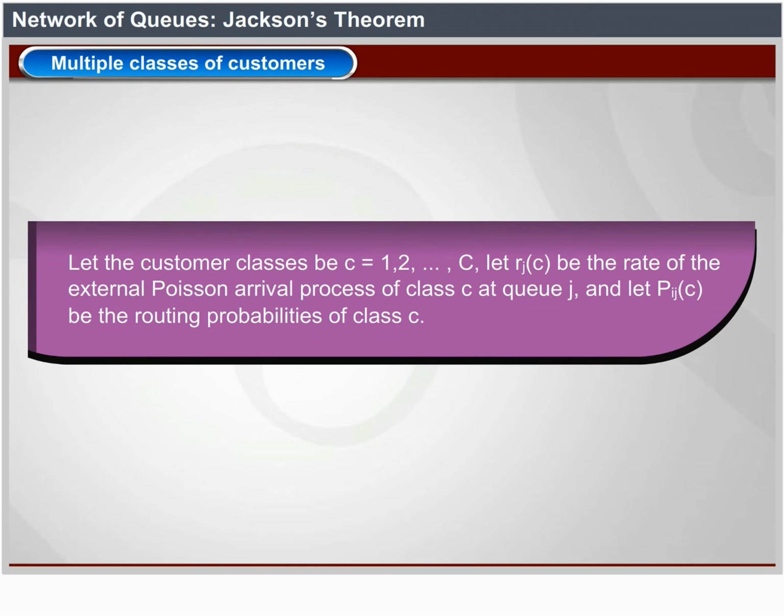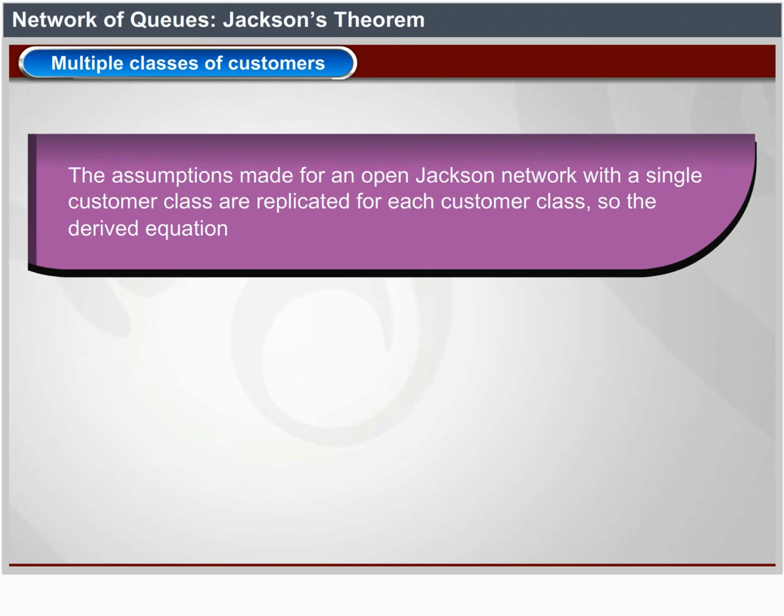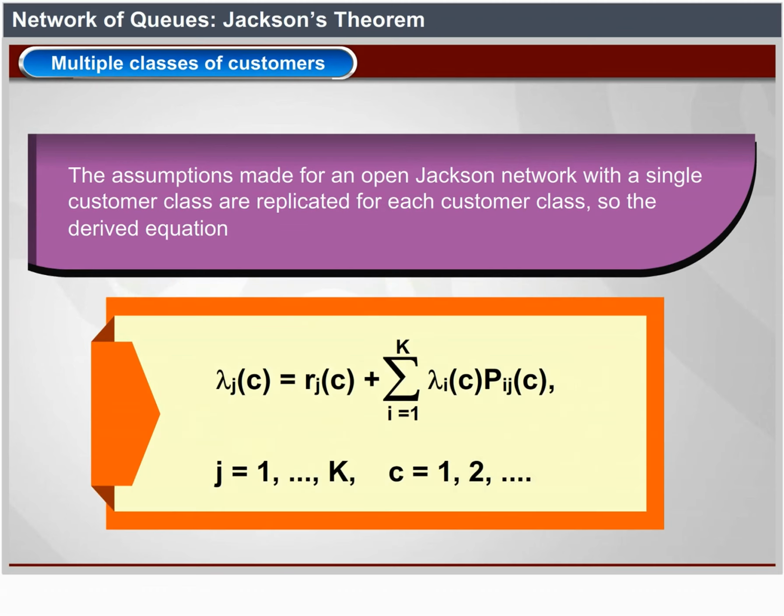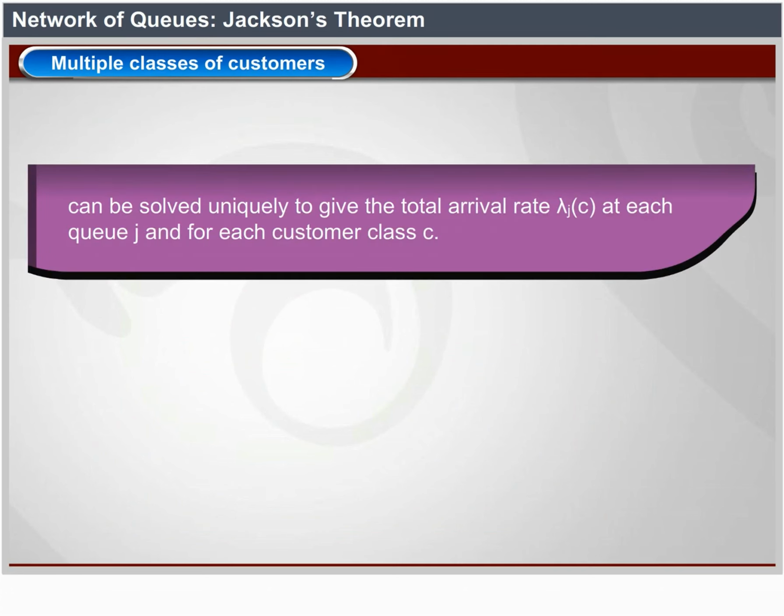The assumptions made for an open Jackson network with a single customer class are replicated for each customer class so that the equations lambda j of c is equal to R j of c plus the sum over i is equal to 1 to k of lambda i of c P ij of c, j is equal to 1 to k, c is equal to 1 to C, can be solved uniquely to give the total arrival rate lambda j of c at each Qj and for each customer class c.